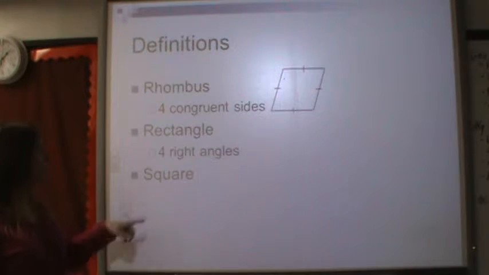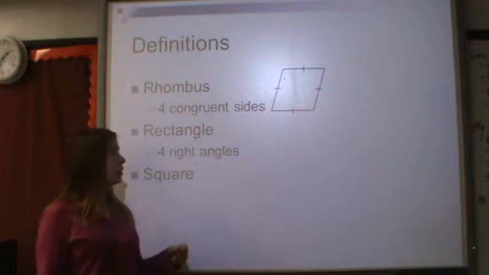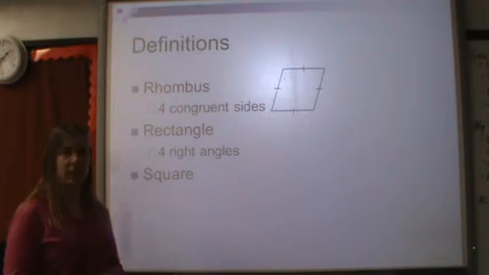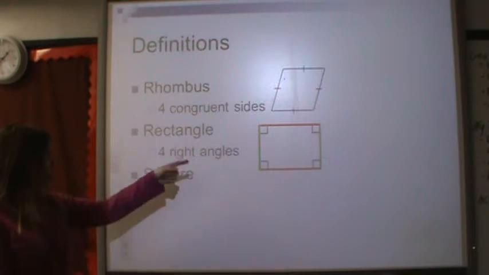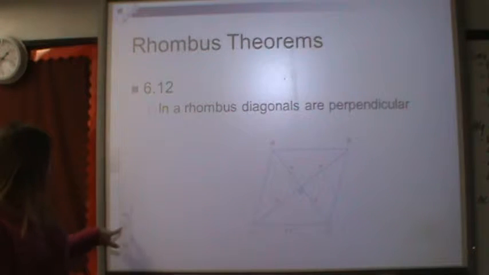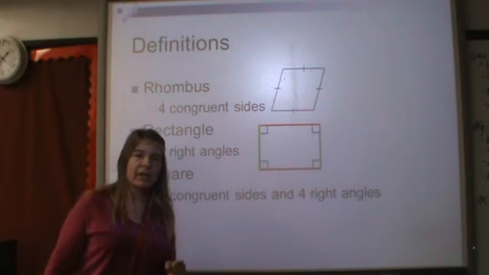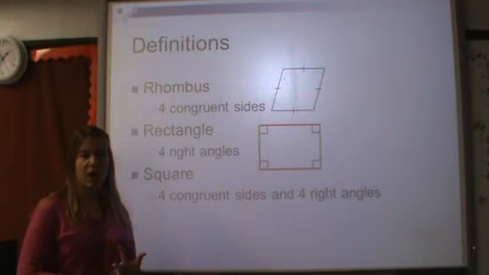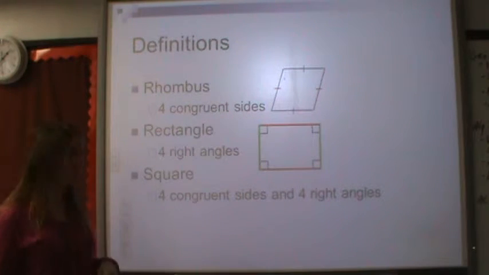A rectangle, the definition of it is a parallelogram first, and then it has four right angles. So we know, of course, all the right angles are in the corners. So there's your rectangle. Then the last one we have is a square. Four congruent sides and four right angles. So a square is not only a parallelogram, but it is also a rhombus and a rectangle. So we put both of those together, and that gives me a square.